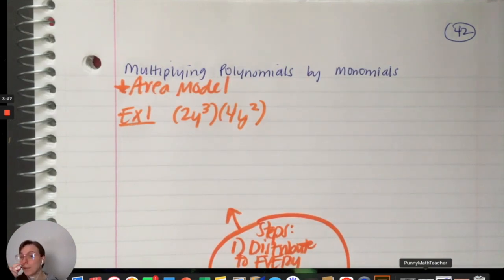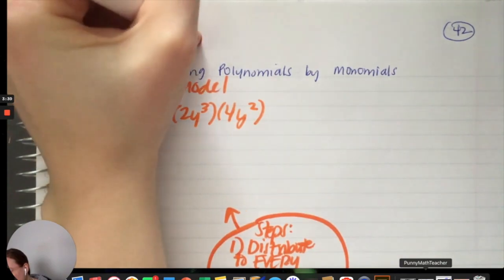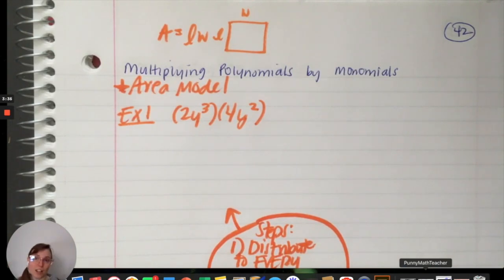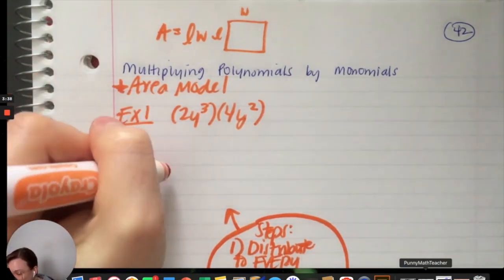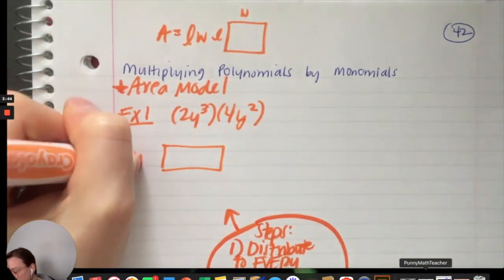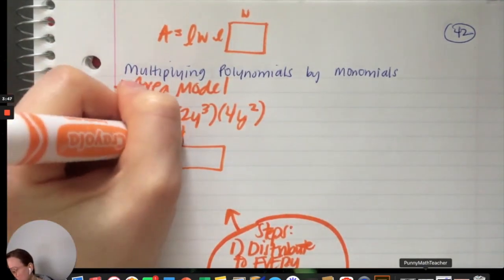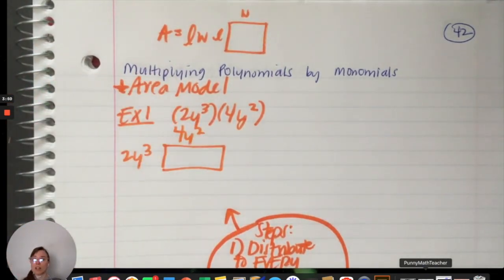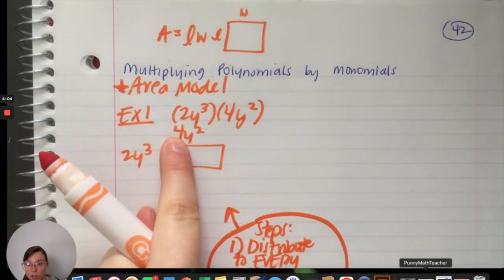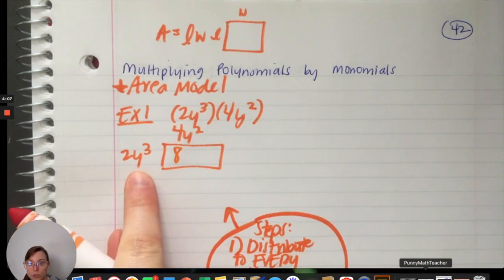All right, so the area model, if we remember, area of a rectangle is length multiplied by width, right? You've seen that from elementary school, middle school. So we're going to build a rectangle. Now this rectangle has specific dimensions. It has 2y cubed as one of the dimensions and has 4y squared as the other dimension. So if I want the area in between, that is the product of these two monomials, because this is one term, this is one term. So I'm going to multiply those two monomials together. I'm going to do 2 multiplied by 4. That gives me 8. Y cubed times y squared.